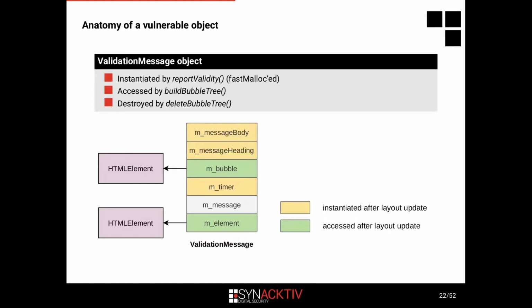The yellow ones are instantiated or get reinstantiated after a layout update. And the rest of the fields, the green ones, are accessed after a layout update, and they point to some HTML element instance.